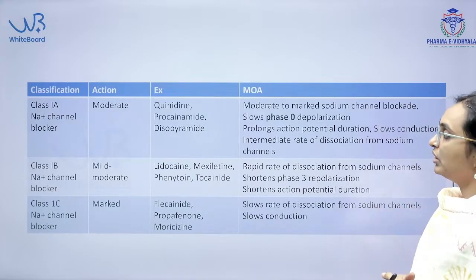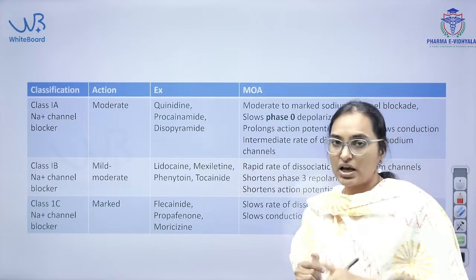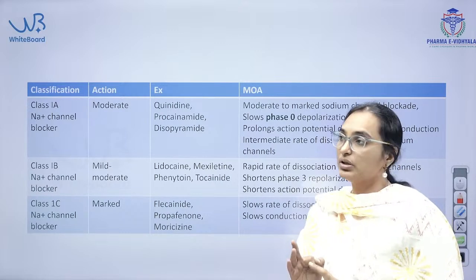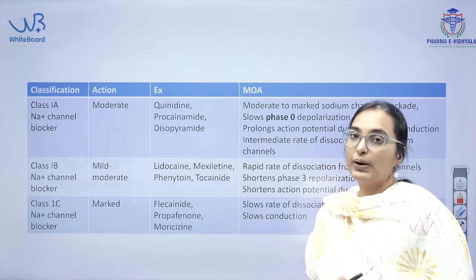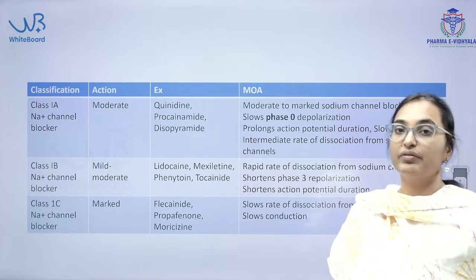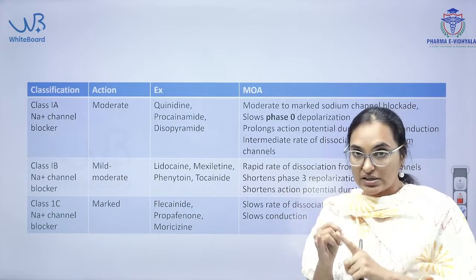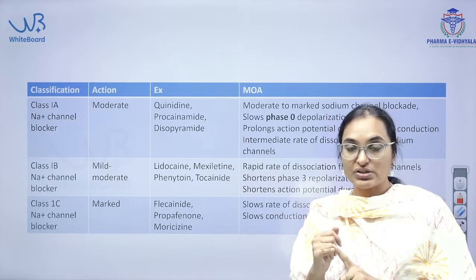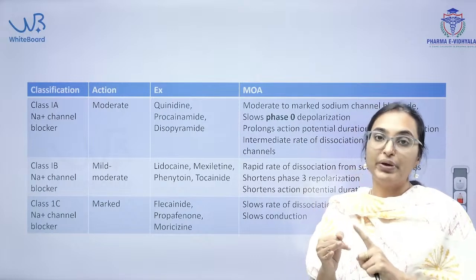So, the main important thing here is classification. Classification, mechanism of action, uses is common. This is the important part in the anti-arrhythmic drugs. These anti-arrhythmic drugs are divided into 4 classes. Class 1, class 2, class 3, class 4. Again, class 1 is divided into 3 types, class 1A, 1B, 1C.